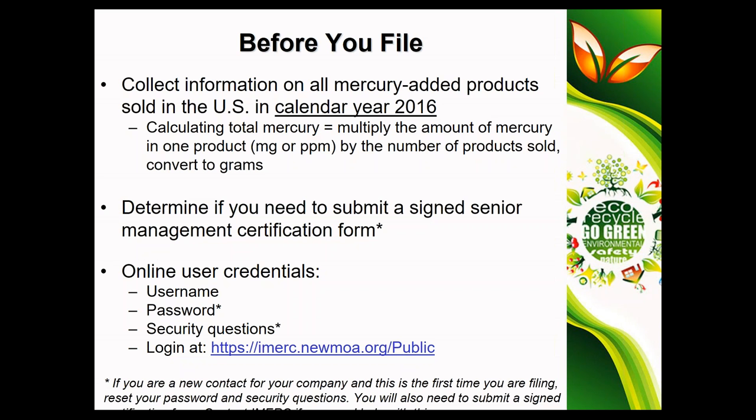But basically, we just want to make sure that we have a hard copy signature on file for every new contact in the system. You also want to make sure you know your online user credentials. That would be your username, password, and security questions, because the security questions is what you're going to use at the end of the process before you're ready to submit the form. This is the website where you log in. Again, if you're a brand new contact for the company, this is the first time you're filing, you are going to need to reset your password and security questions. I'll show you how to do that when we go into the system. If you have trouble, contact me personally and I can get you set up with the new information.